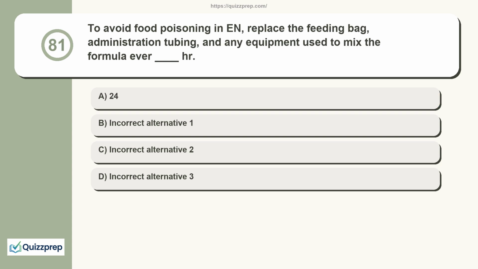Question 81. To avoid food poisoning in enteral nutrition, replace the feeding bag, administration tubing, and any equipment used to mix the formula every blank hours. 24.